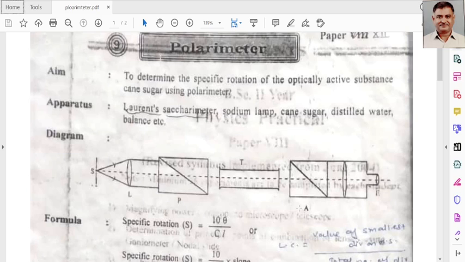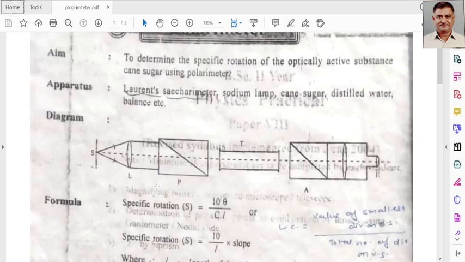Therefore, the aim of this experiment is to determine the specific rotation of the optically active substance cane sugar using a polarimeter. The apparatus required for this experiment is a Lorentz saccharimeter, sodium lamp, cane sugar, distilled water, weighing balance, etc.